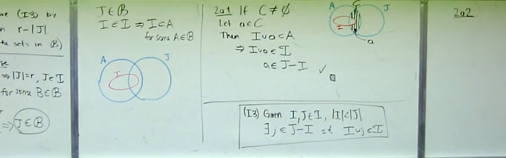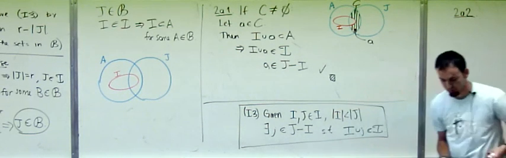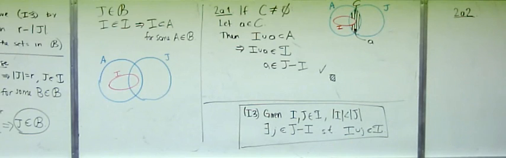Draw another picture. This is A, this is J. This is I, and now I'm going to look at this other piece over here. We call this piece B, and I'm going to assume that that piece is non-empty.